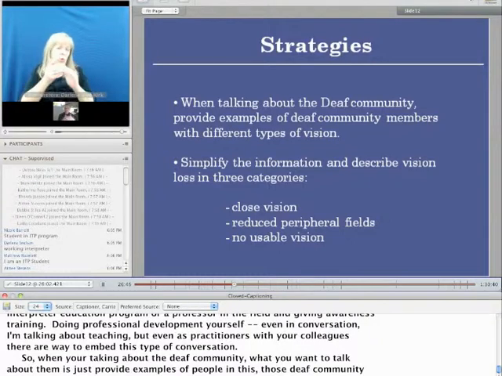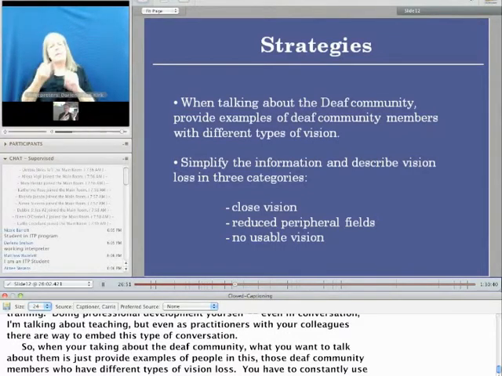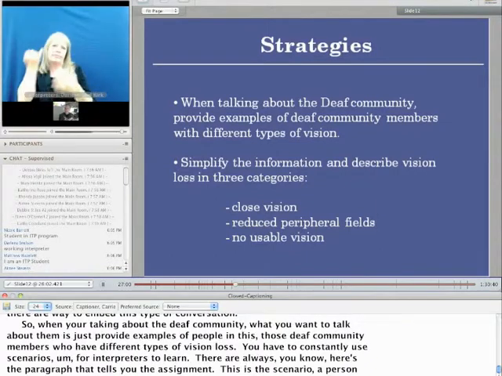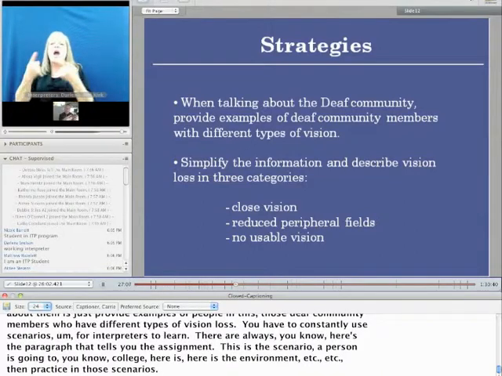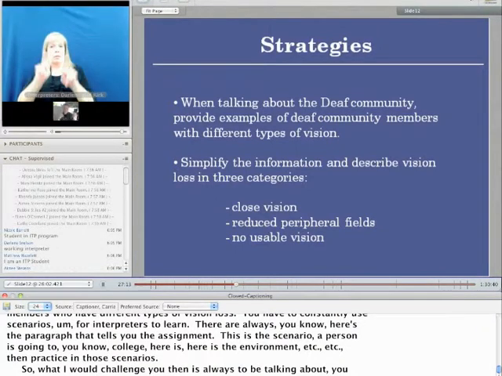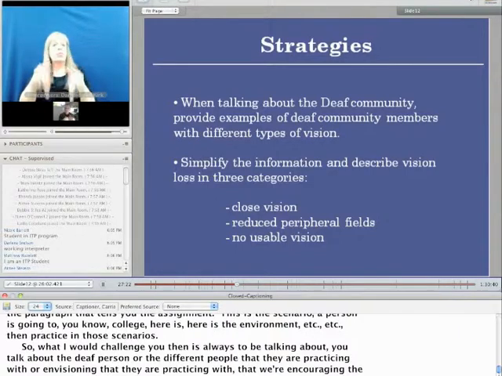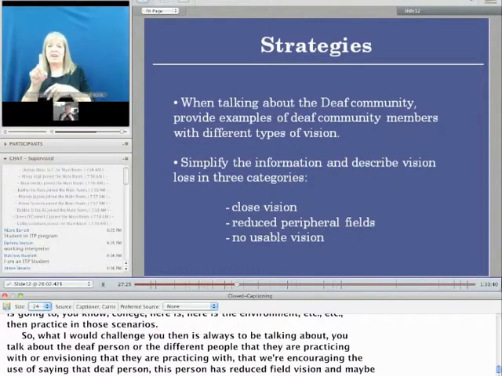And you have to constantly use scenarios for interpreters to learn. There are always, okay, here's the paragraph that tells you the assignment. This is the scenario, the person's going to college, here's the environment, et cetera, and then practice in those scenarios. So what I would challenge you to do is always, when you talk about the deaf person or the deaf people that they are practicing with, or envisioning that they're practicing with, to encourage saying, oh, and this deaf person has reduced fields of vision. And maybe if you don't have that language to incorporate, later in the slides we'll share some resources with you where you can get some of that language yourself.